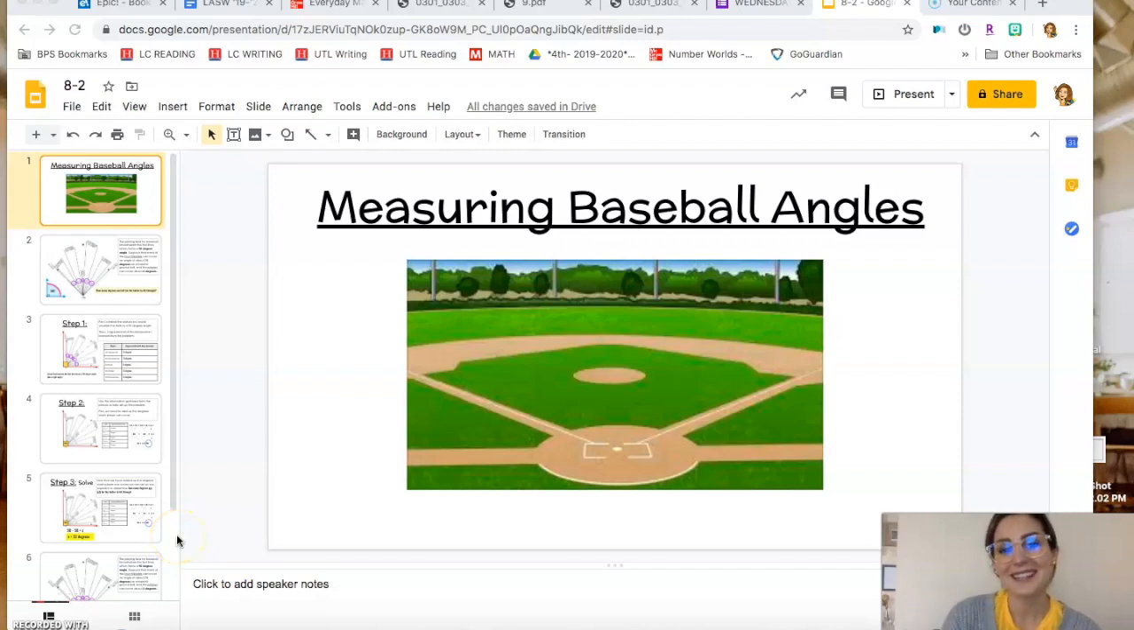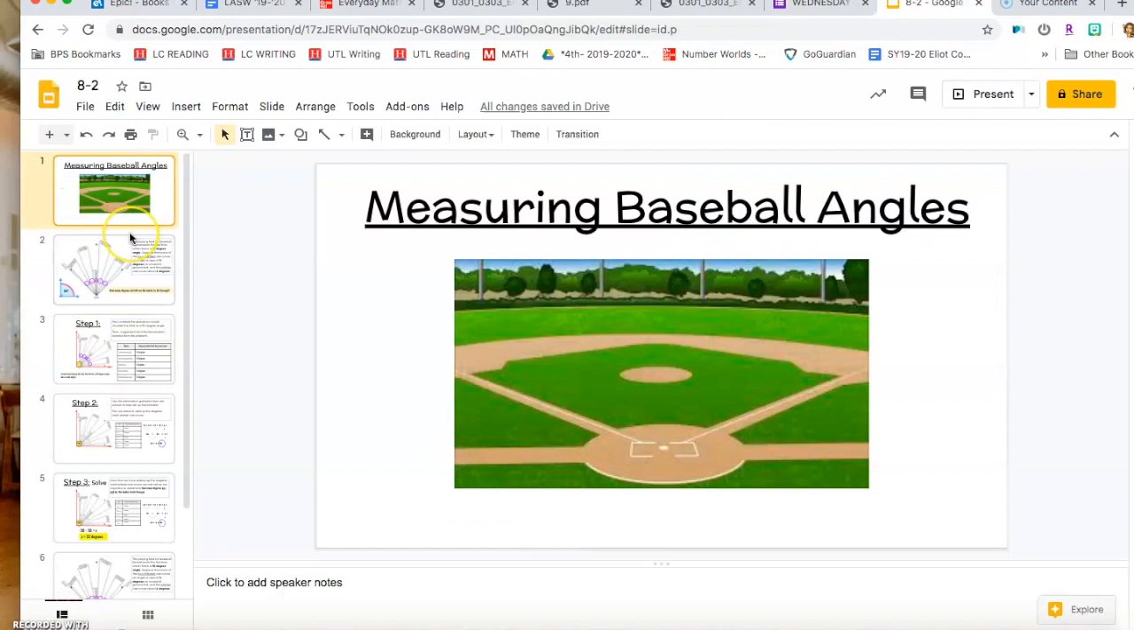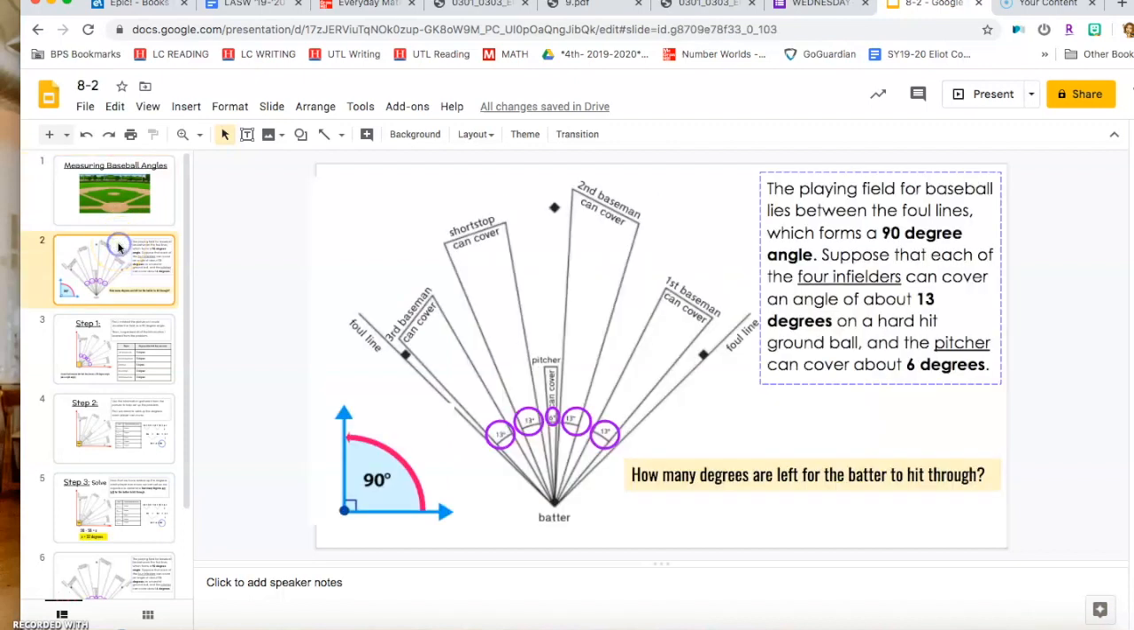Hi, fourth graders. Today we're going to be using everything that we have learned about angles to help us solve the following word problem. Okay, as I said before, today we're going to be measuring baseball angles. Let's look at the problem.